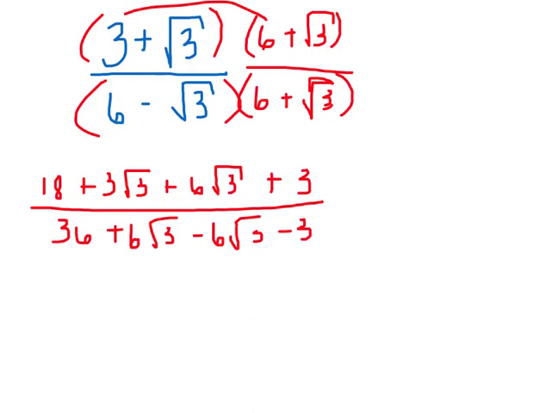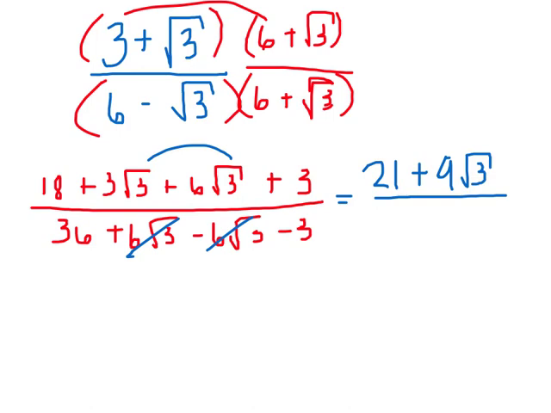Okay, one thing that's important is do not be tempted to cancel any of the square roots of 3 out from the top and the bottom, because they're being added. But on the top, we can combine the square roots of 3 because they do have the same radical. So we have 18 plus 3 is 21. 3 square root of 3 plus 6 square root of 3 is 9 square root of 3 over 36 minus 3, which is 33.